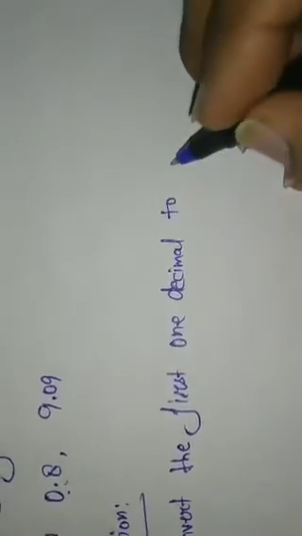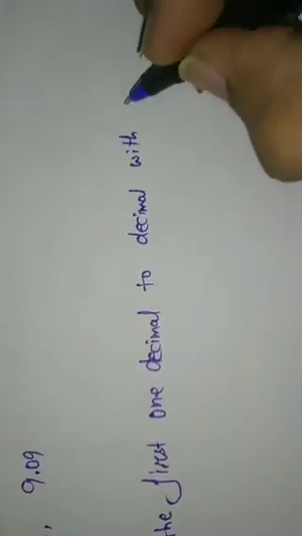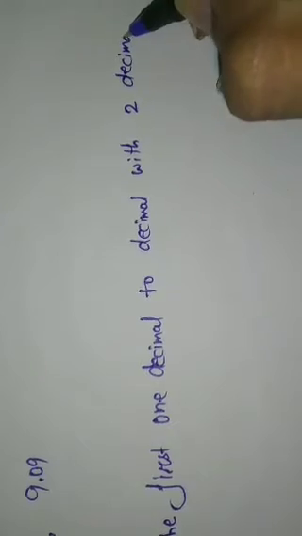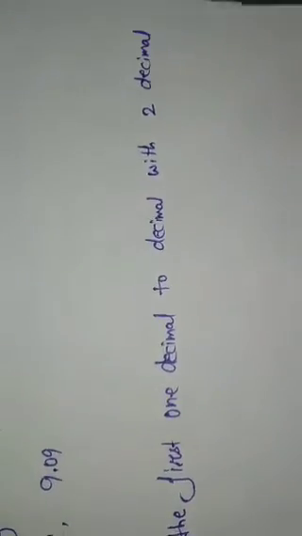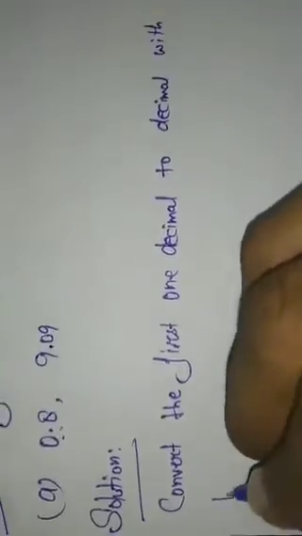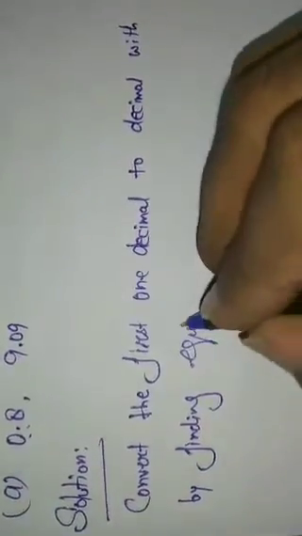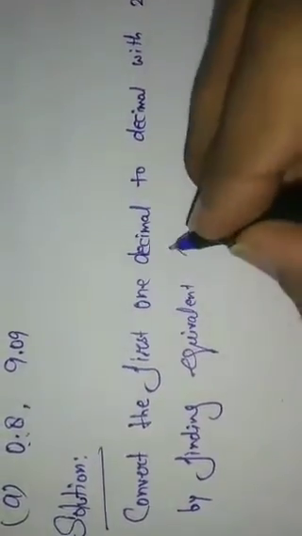the first one decimal. Here we have taken the one decimal to decimals with 2 decimals. ओके, हियर 1 डेसिमल है तो हम इसको किस में कन्वर्ट करेंगे, 2 डेसिमल में, प्लेसेस बाय फाइंडिंग इक्विवेलेंट decimals.